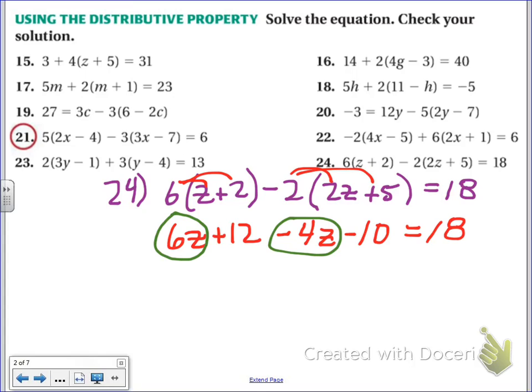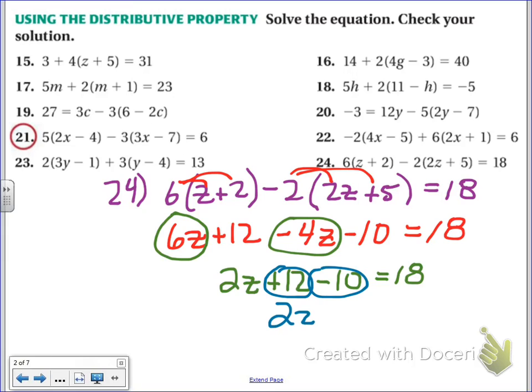Now because they're both on the same side of the equation, all I need to do is obey what the signs say. I just simply combine them. I don't need to do any inverse or opposite. They're on the same side, just do what it says. 6z minus 4z is 2z. And I just copy down the 12 and minus 10 equals 18 again. I still have 12 and negative 10 on the same side, and again, I don't do anything opposite. I just follow what it says. 12 minus 10 is 2. So 2z plus 2 equals 18.